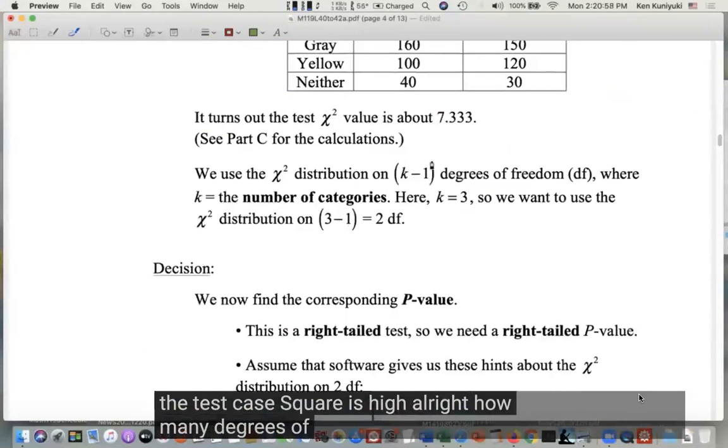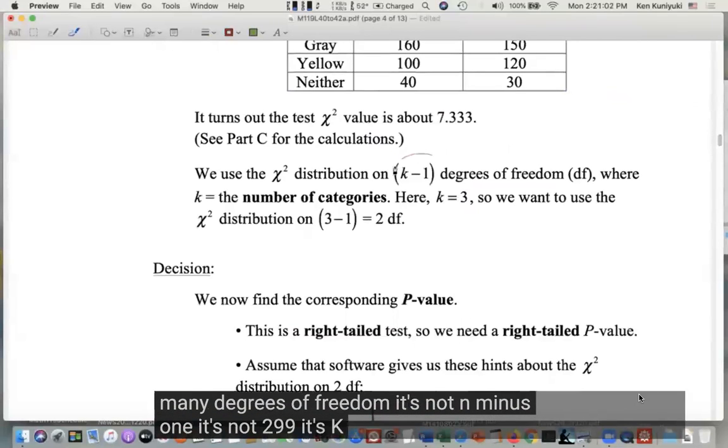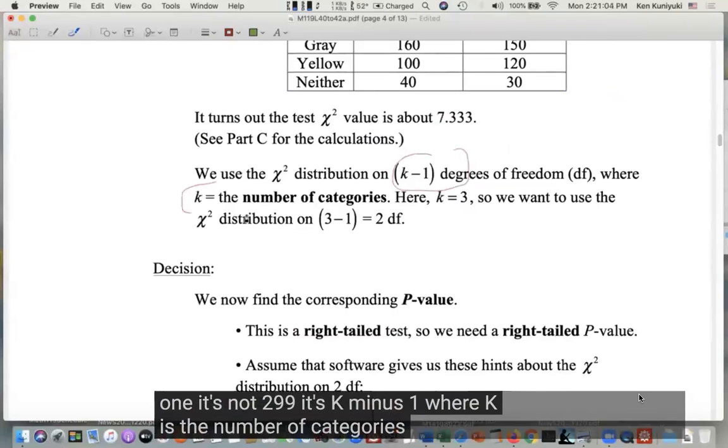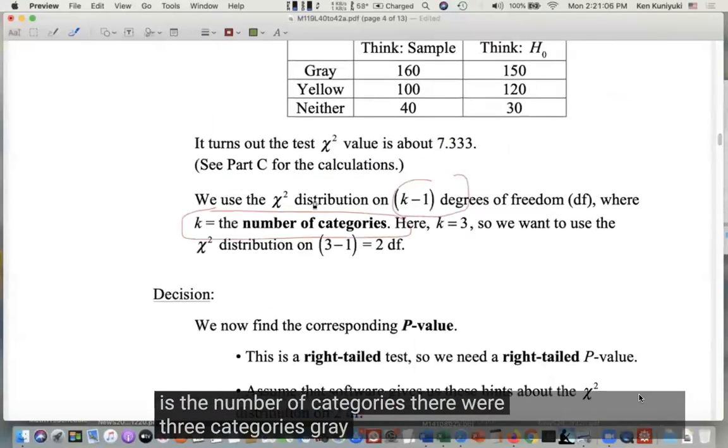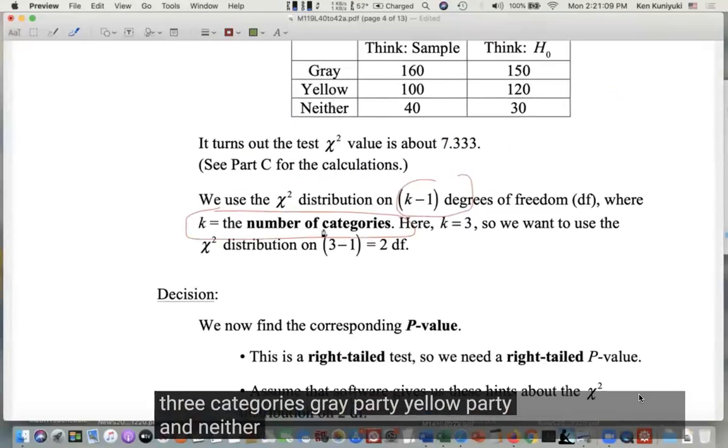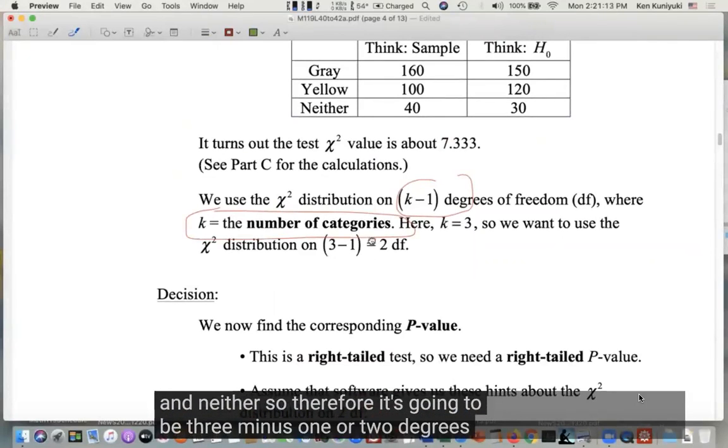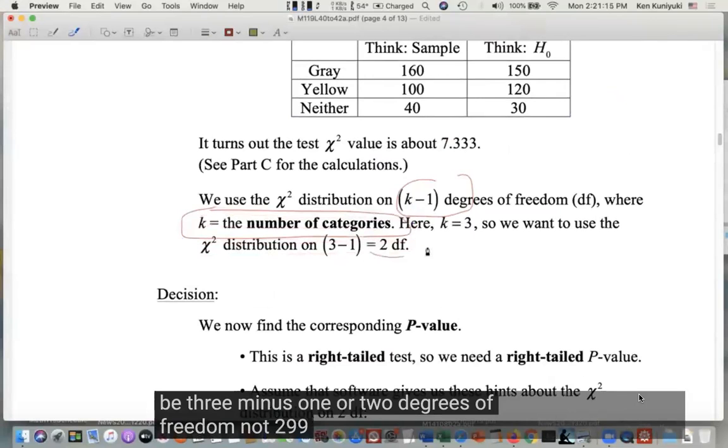All right, how many degrees of freedom? It's not n-1, it's not 299. It's k-1, where k is the number of categories. There were 3 categories, gray party, yellow party, and neither. So therefore, it's going to be 3 minus 1 or 2 degrees of freedom, not 299.